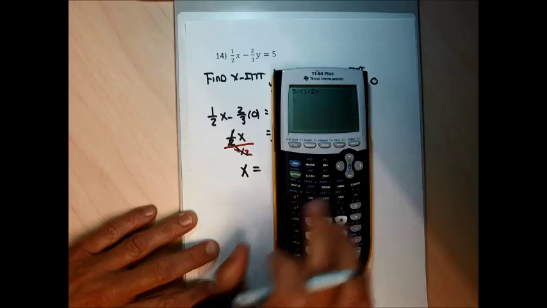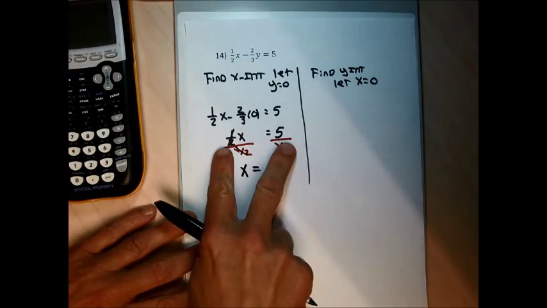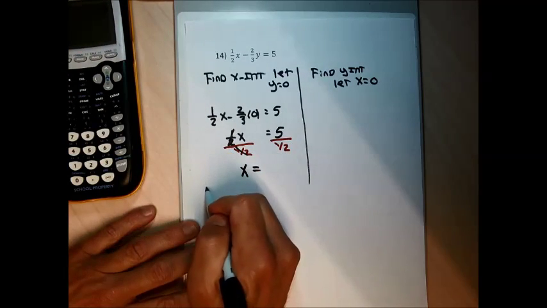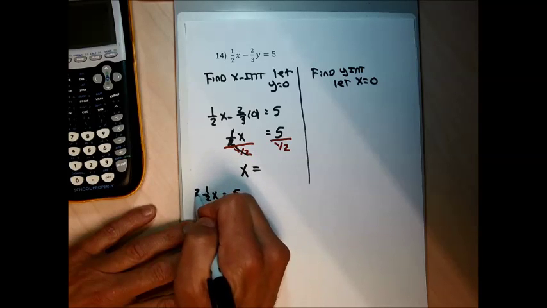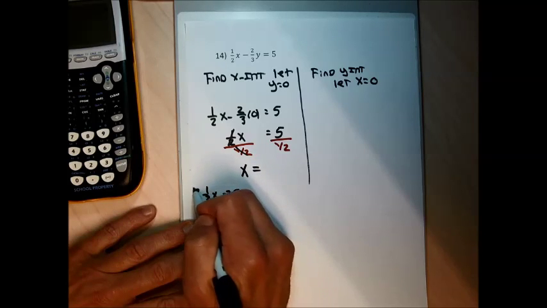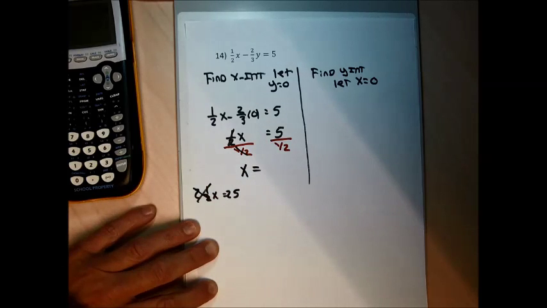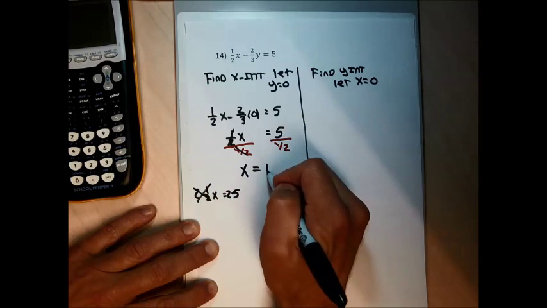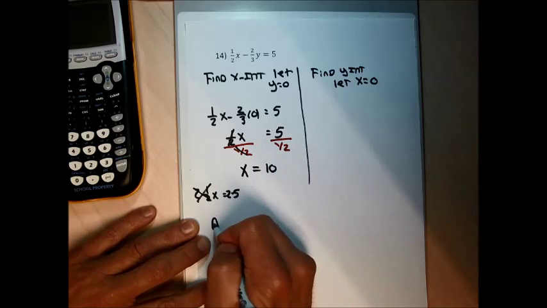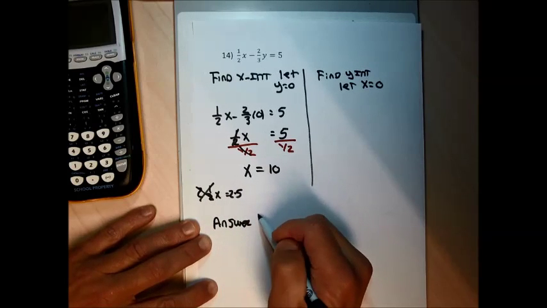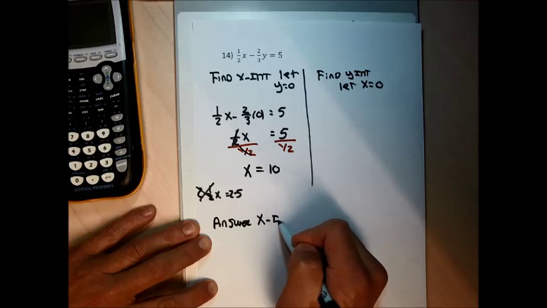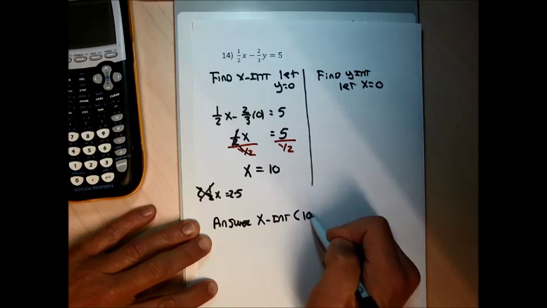The nicer way to solve this problem would have been to multiply both sides by 2. When you have 1/2 x equal to 5, if you multiply both sides by 2, on the left side the 2's would cancel, on the right side you'd get the 10. So part of my answer to problem 14 is the x-intercept is the point (10, 0).